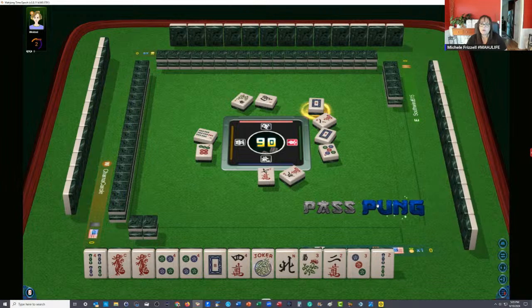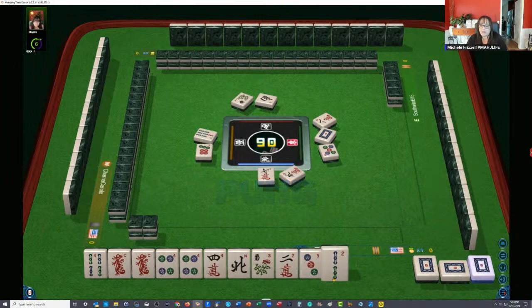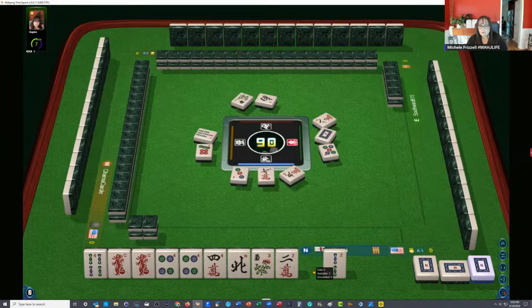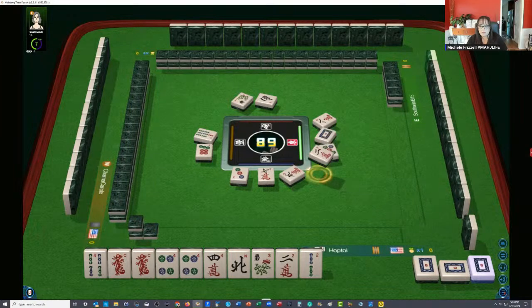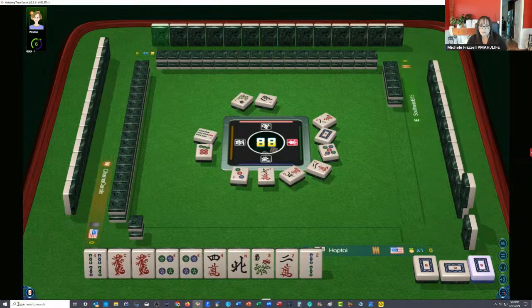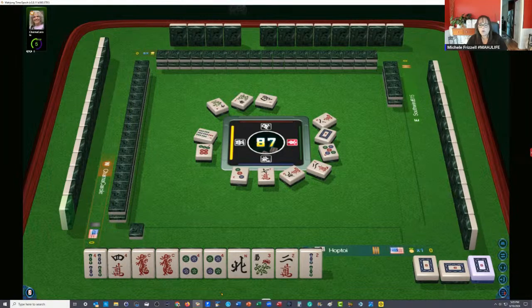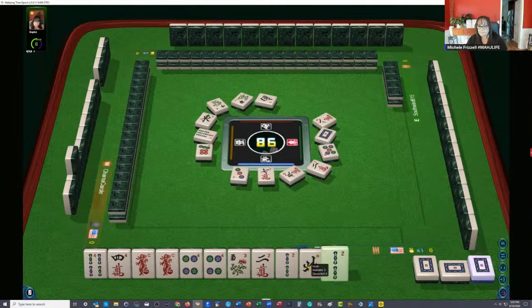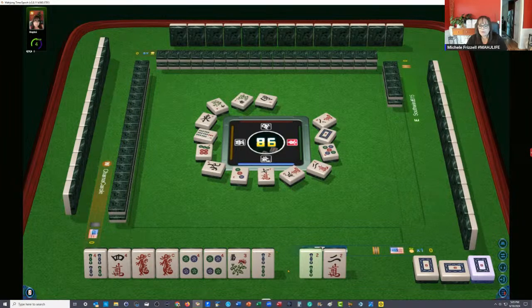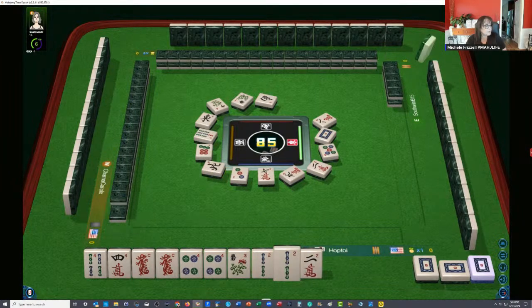I would pung because we have a hand with no gaps. Okay, so here we go. 3 dot is out of here. We're playing like numbers with dragons. 2 characters. So this goes here. Flower. So we need to Kong the 4 bam. And this north east wind can go. Oh, there's Joker bait right there. North wind.